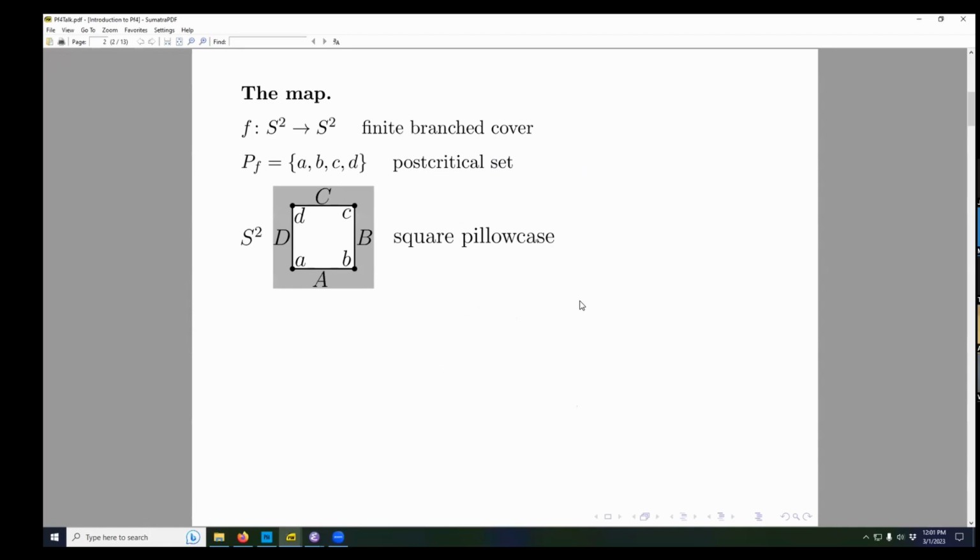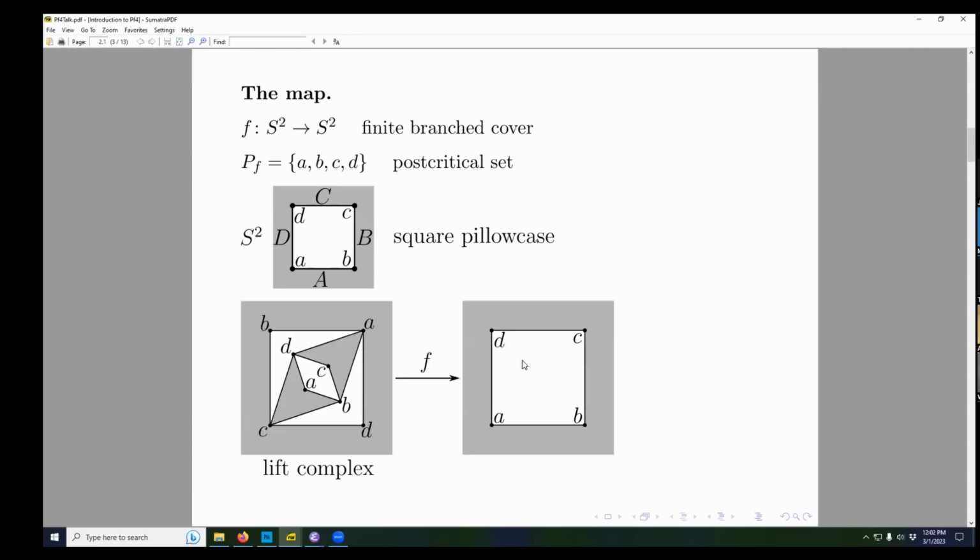Here we go. We're dealing with a finite branched cover F from the two-sphere to the two-sphere. F has exactly 4 post-critical points, lowercase a, b, c, and d. We're thinking of the two-sphere as a square pillowcase. So the two-sphere has a cell structure with vertex set the post-critical set. We have 4 vertices in our cell structure and 4 edges forming a quadrilateral, as we see here in the picture. We get, therefore, two cells called tiles.